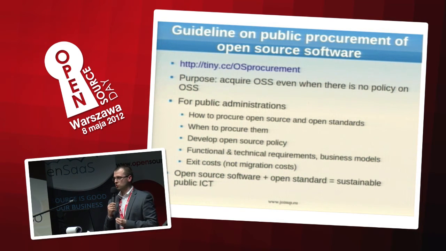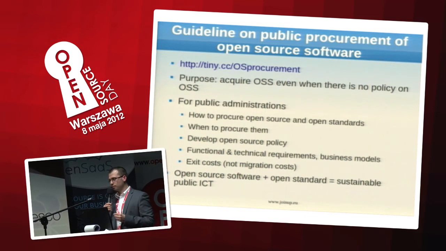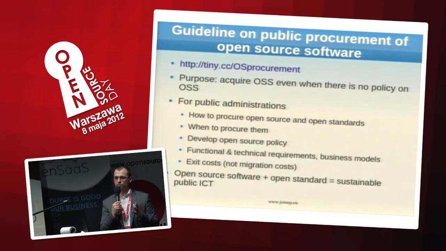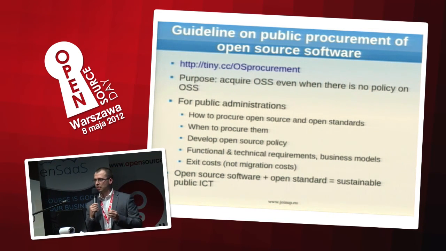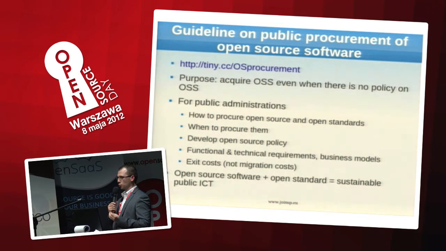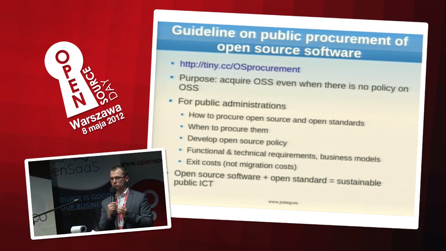It also explains, and maybe Heis can explain, because I think it's his favorite part, what the exit cost is and what it should be. The last thing on the slide, and I think a summary of the whole document, is that the public administration is in fact required to create sustainable public ICT at the end of the procurement. And that can only be done when you combine both open source software and open standards.